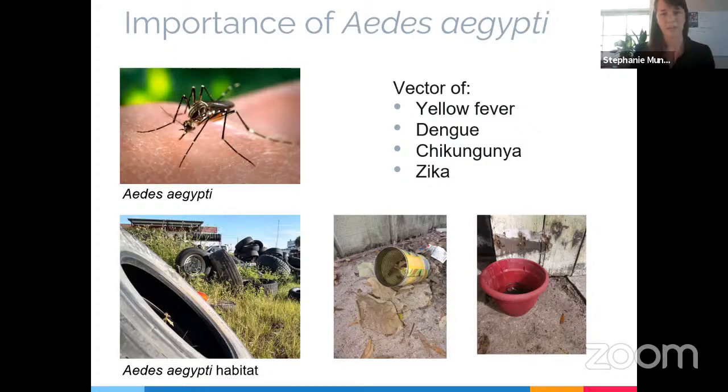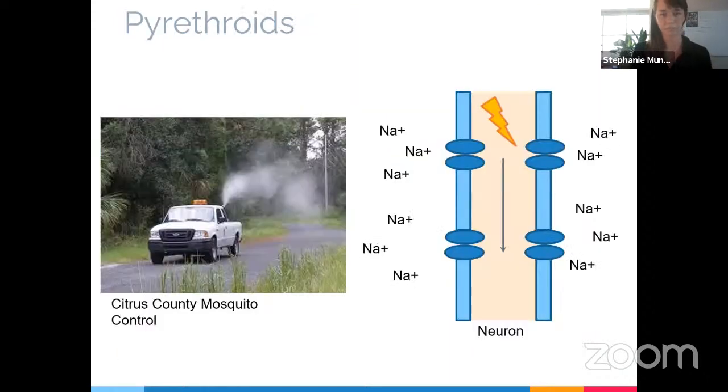And part of what makes Aedes aegypti so well adapted to being a vector of these viruses is that it likes to live in close association with humans. So these are prime candidates for breeding for Aedes aegypti. And it also prefers to take its blood meals from humans. So it's really well adapted to being a vector of disease for us. So how do you deal with a vector species like Aedes aegypti?